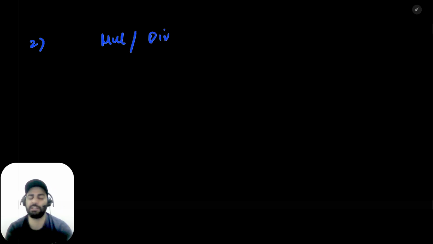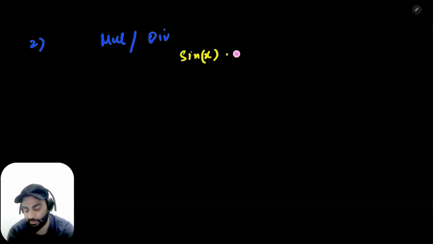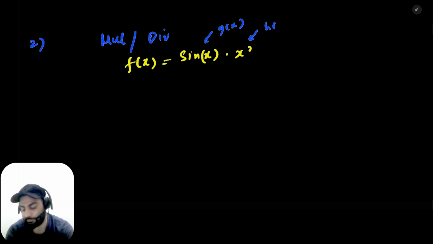So the second thing is multiplication and division. If we have functions in which we multiply or divide, we'll take the case of multiplication, and something similar will happen for division also. Let's suppose we have the function sin x and the function x square, and we multiplied them. Let's suppose this is our final function f of x. Let's call these g of x and h of x.